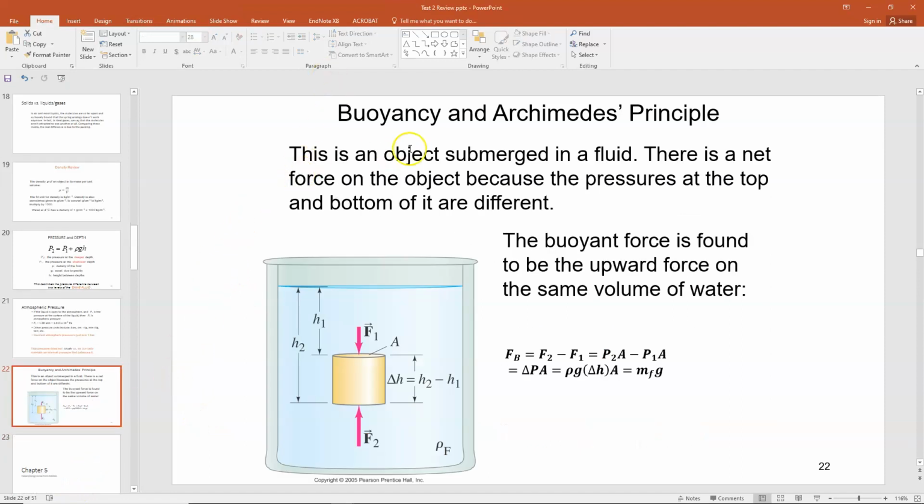Now, if you have an object submerged in a fluid, then it's going to experience a force called buoyancy, and it's due to the fact that the pressures at the top and the bottom of the object are different due to the change in pressure as you go down in depth. So the buoyant force is equal to the mass of the fluid that is displaced by the object times the acceleration due to gravity, and you can look at that derivation there. So that sums up Chapter 4.